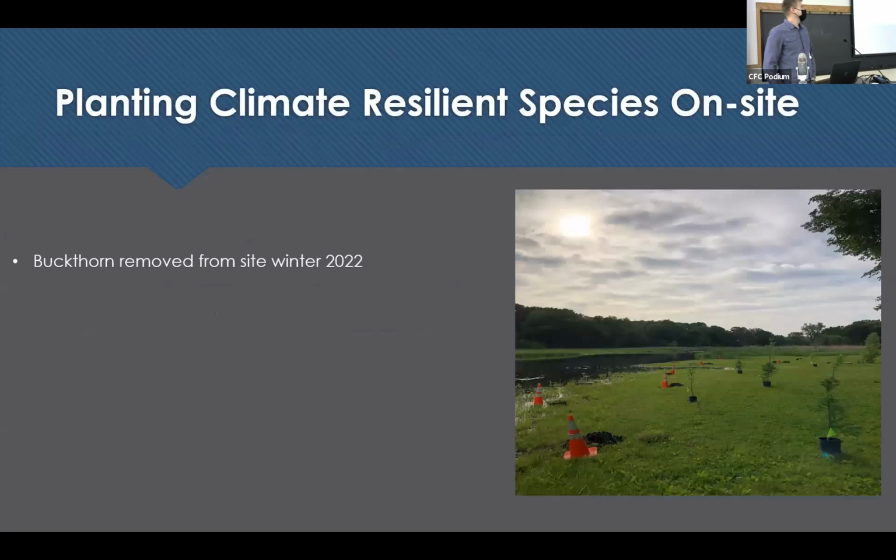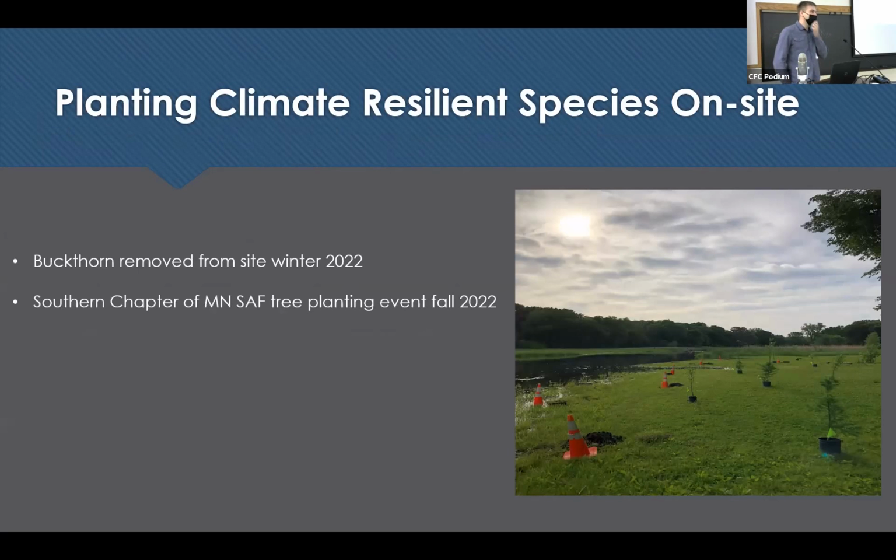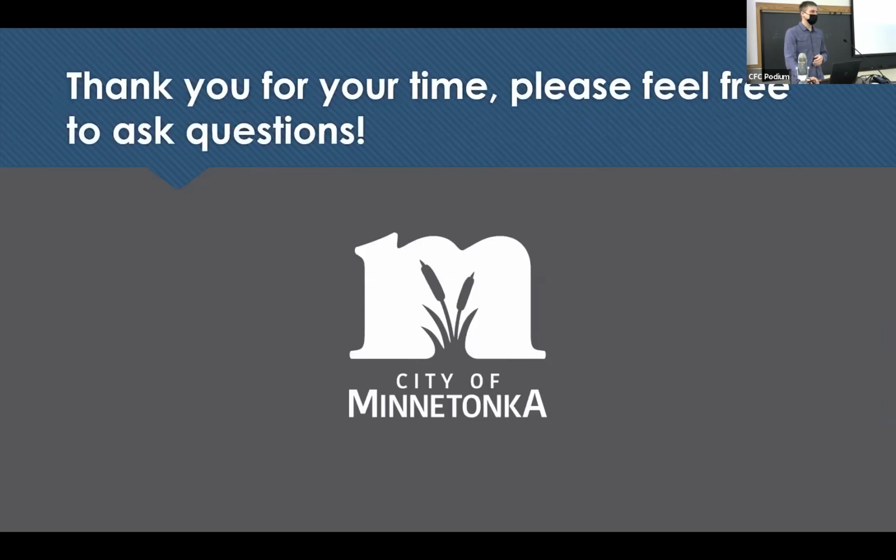And looking forward, there's been heavy tree loss on our property, and we want to be a good example to our residents. So we removed all the buckthorn from the site over this winter, and then we're going to do an SAF-sponsored volunteer planting event this coming fall and try some interesting stuff. Hannibal is working with Ryan Murphy at the University of Minnesota. They're going to be trying some new Dutch elm disease resistant elms, and then trying some other interesting things like black gum or chinkapin oak. That's all I got for you. Thank you.